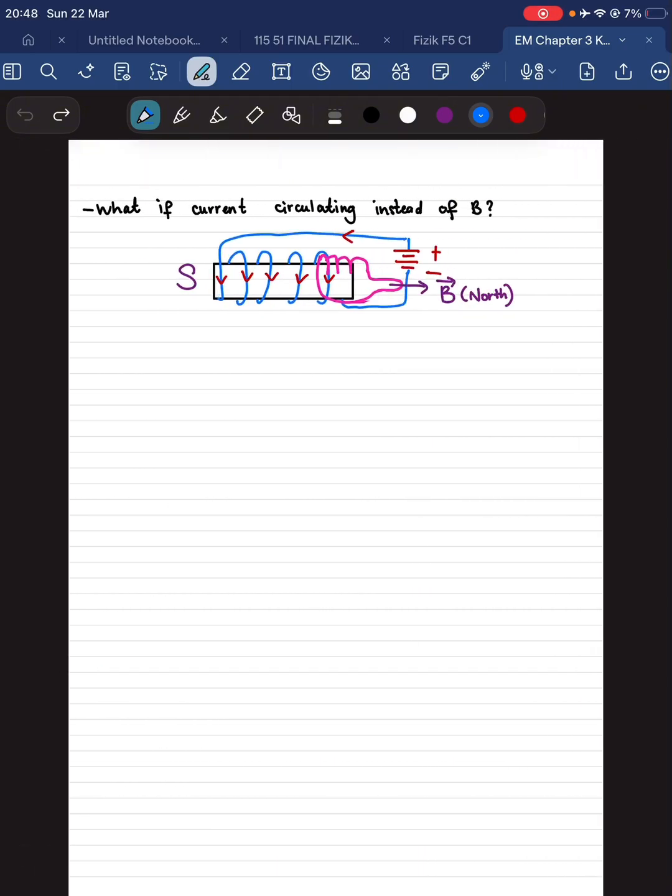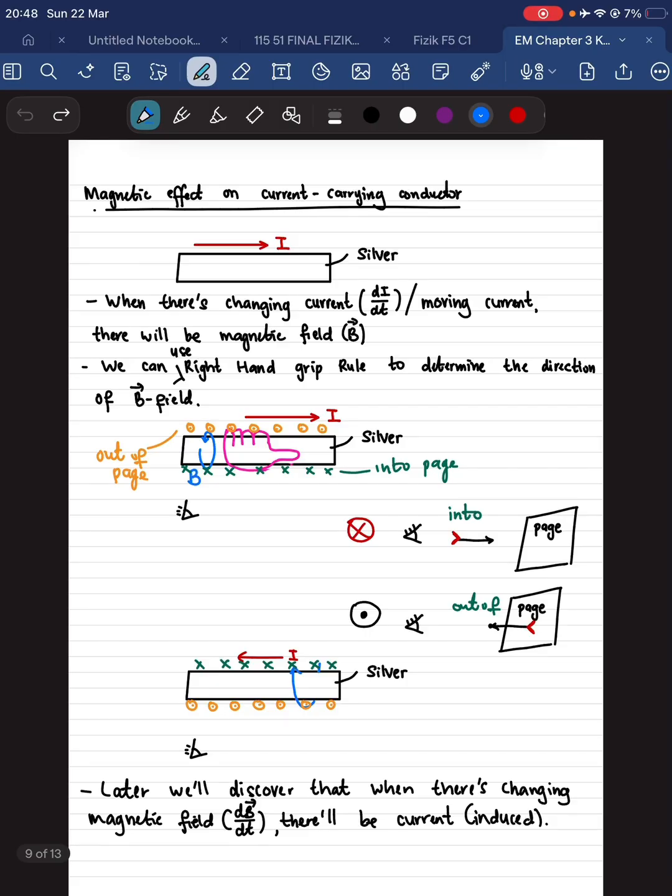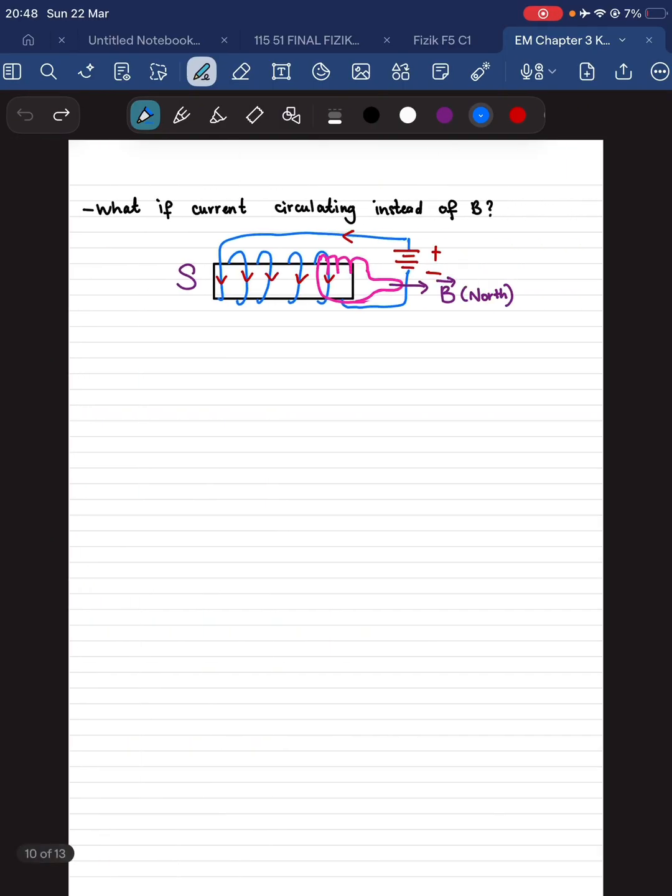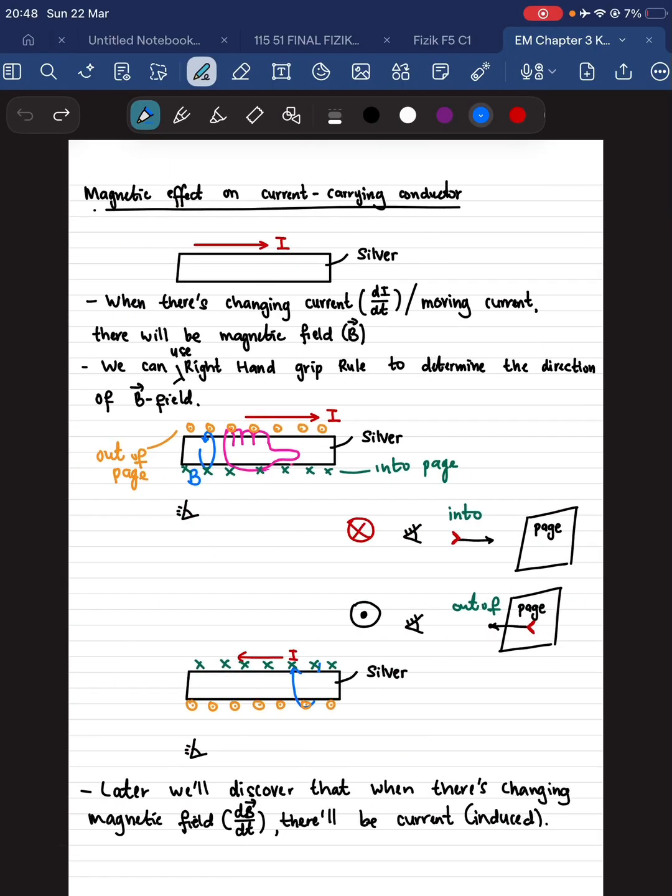Okay, in the next class we are going to dive more into the current carrying conductor, and also the magnetic force, right? How to determine the magnetic force if you are given, let's say, the field and also the current. We are going to learn together on that, right? So that's all, I guess.